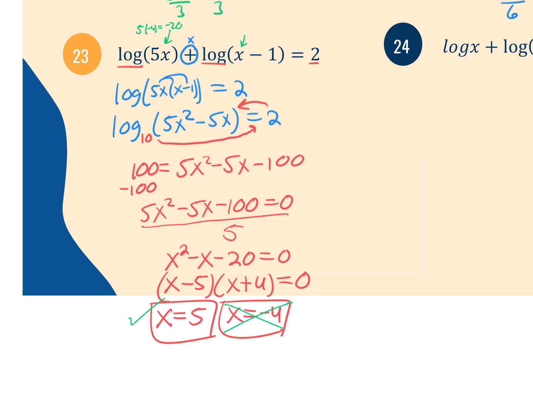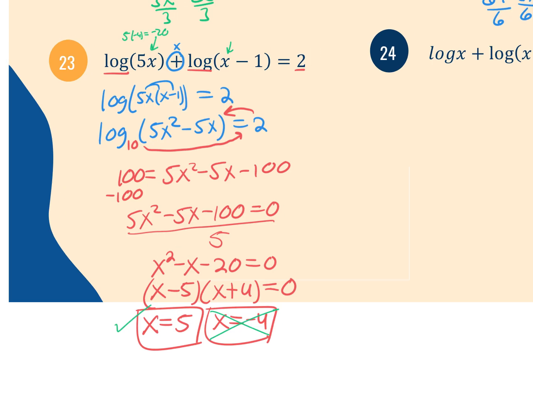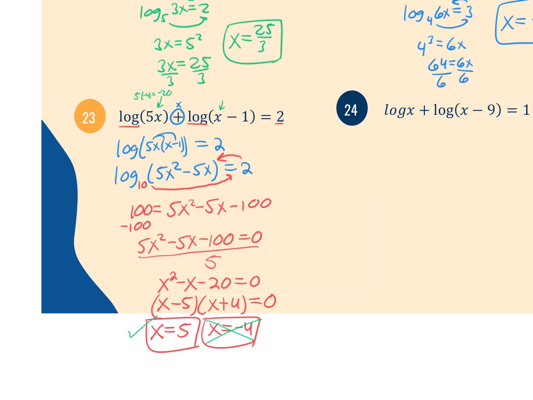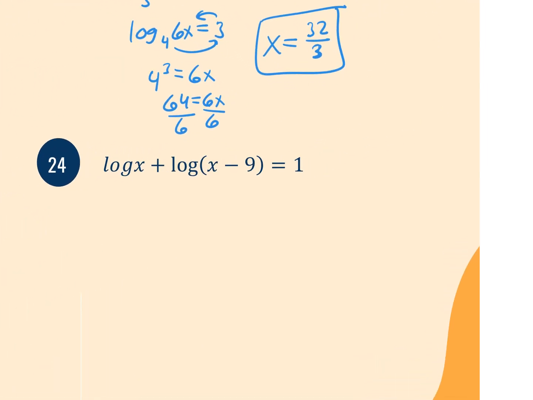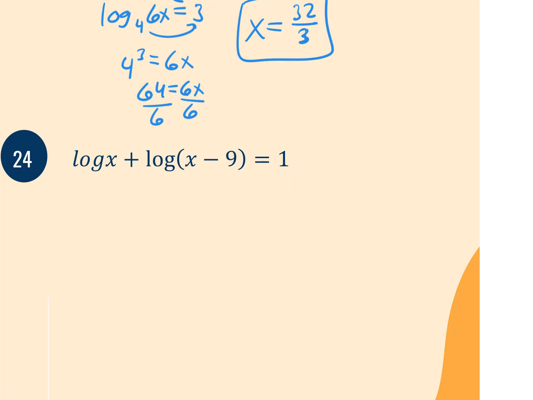So for these, right, typically you always do want to check, but especially when you get two answers, right? Chances are one of them is going to work, the other one isn't. All right, so just something to keep in mind. All right, the next one's very similar, so let's try the exact same thing. All right, this is a property of log.